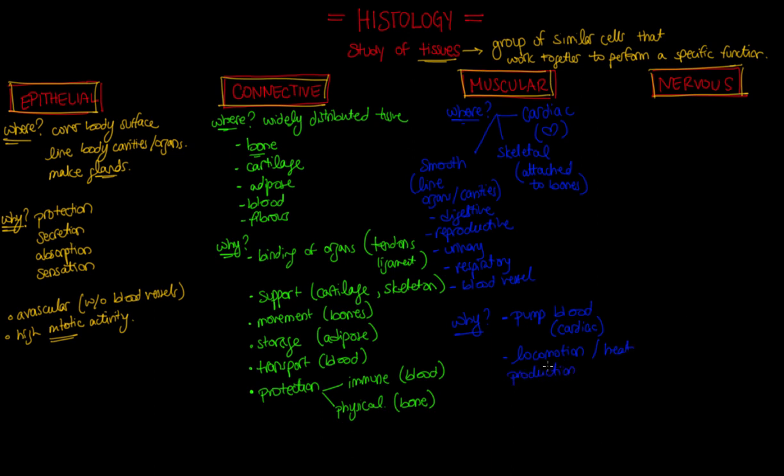Via shivering, so whenever you're cold and you shiver, these are your skeletal muscles contracting to produce heat in order to raise your body temperature. So these are afforded to you by skeletal muscle. And then for smooth muscle, the function is to propel substances through those hollow tubes.